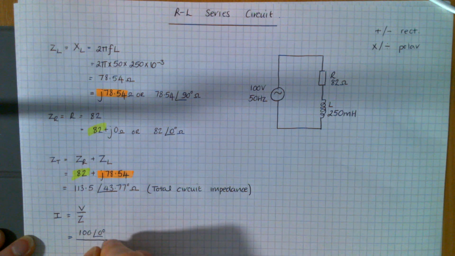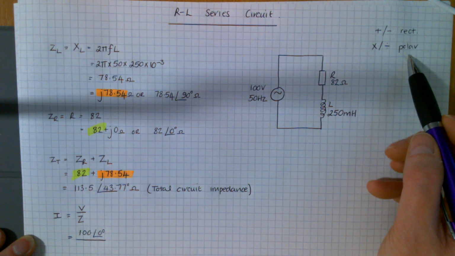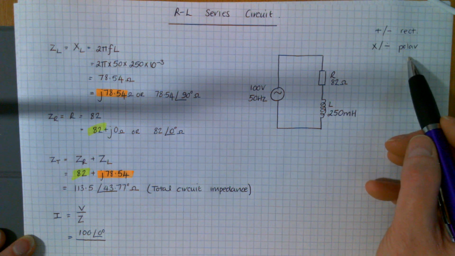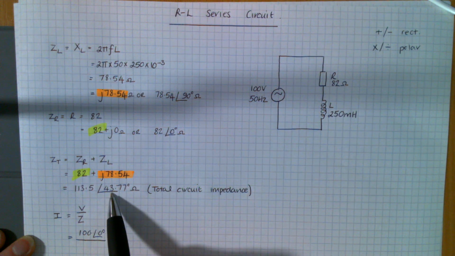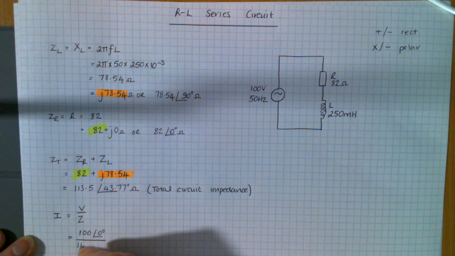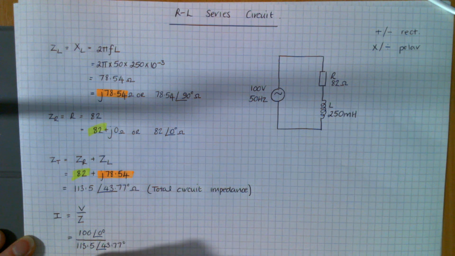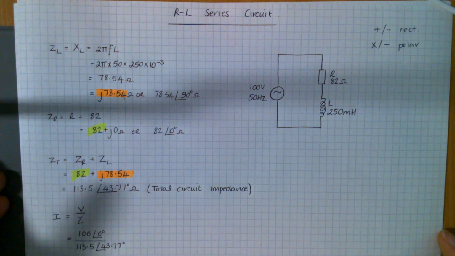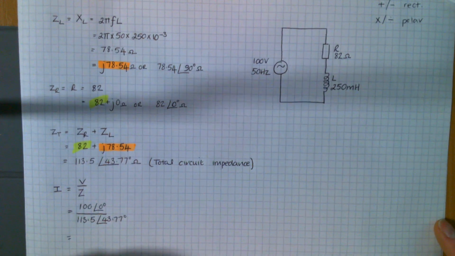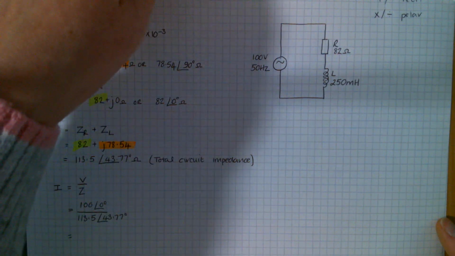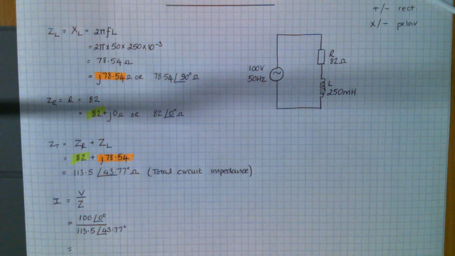And then you're going to divide that by your Z. Because you're going to divide, you're looking up here, multiply and divide in polar form. We're looking for an impedance in polar form, which is that value there. When you're dividing these polar numbers, you divide the magnitudes, you subtract the angles. So you're going to do 100 divided by that 113.5.